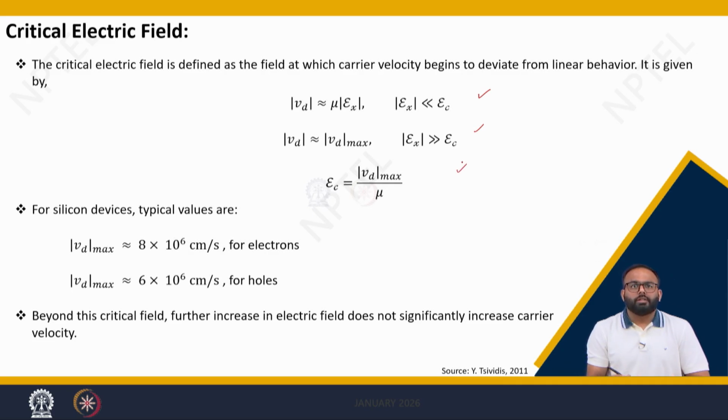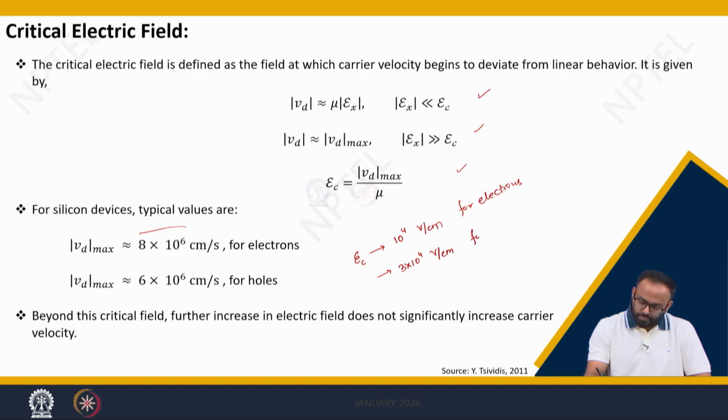In general, the typical values of Vd max are 8 into 10 to the power 6 centimeter per second for electrons and 6 into 10 to the power 6 centimeter per second for holes. The value of Ec is 10 to the power 4 volt per centimeter for electrons. These are typical values for electrons, and 3 into 10 to the power 4 volt per centimeter for holes.